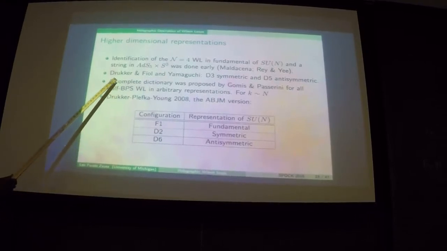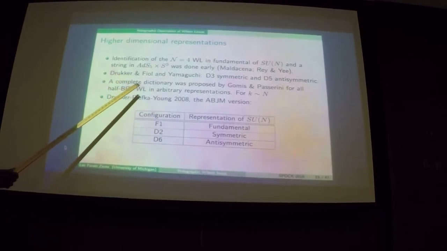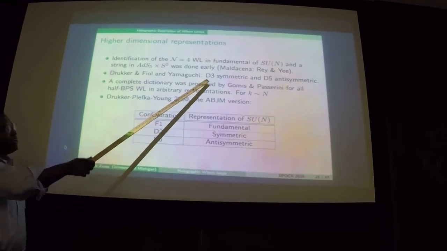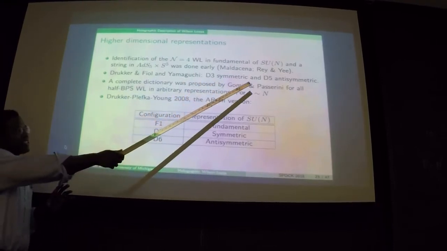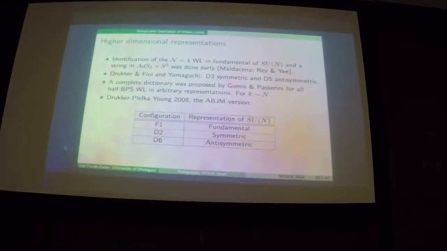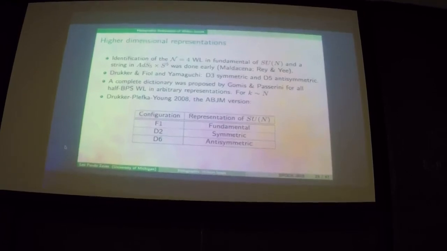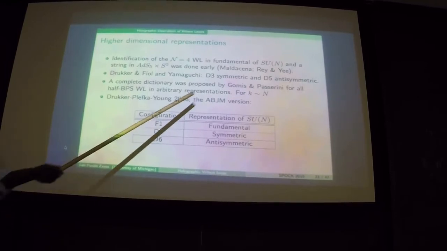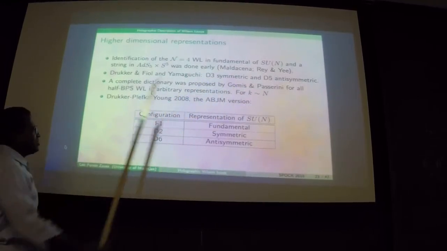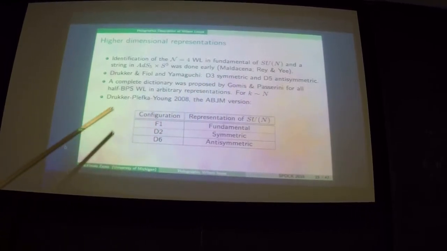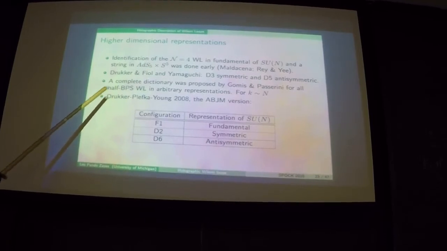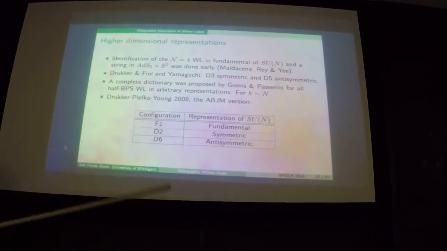And now in the context of N=4, Drukker and Fiol and also Yamaguchi realized that if you look at a classical D3 brane and a classical D5 brane, they correspond to Wilson loops in N=4 in the maximally symmetric or k-symmetric and k-antisymmetric representation. And then there was a stringy derivation of that by Gomis and Passerini, looking directly at the coupling in a string theory, etc.